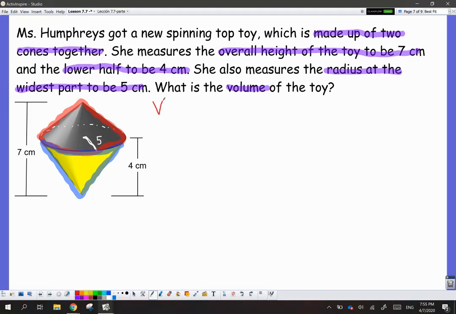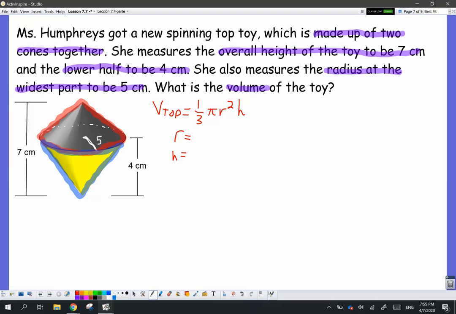So I'm going to write V top to represent the top. And I need the formula for volume of a cone. And I know that formula is 1 over 3 times pi times radius squared times height of the cone. So there's two things that I'm finding here that I need to substitute. I need to find what is my radius for the cone, and I need to find what is the height of the cone. Now the radius, remember that the radius at the widest part of the toy is 5 centimeters, which we've written in here.